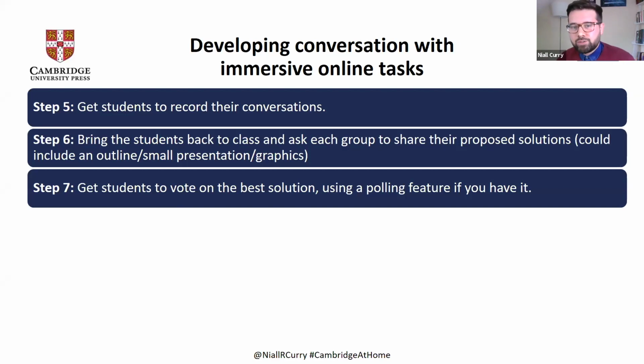And then I might get the students to vote on the best solution, or perhaps there could be multiple votes. You could vote on the best solution. You could vote on maybe the most feasible solution, the most pragmatic solution, the most outrageous solution, whatever you think would work, and have as many of these votes as you think. And you could use a polling feature for something like this. So get them to use a particular polling feature.